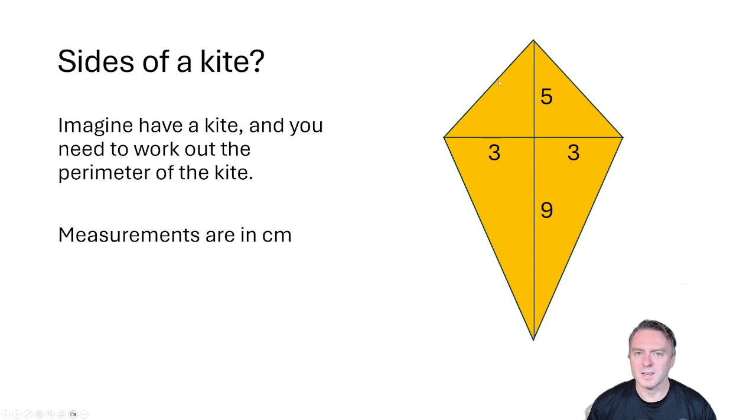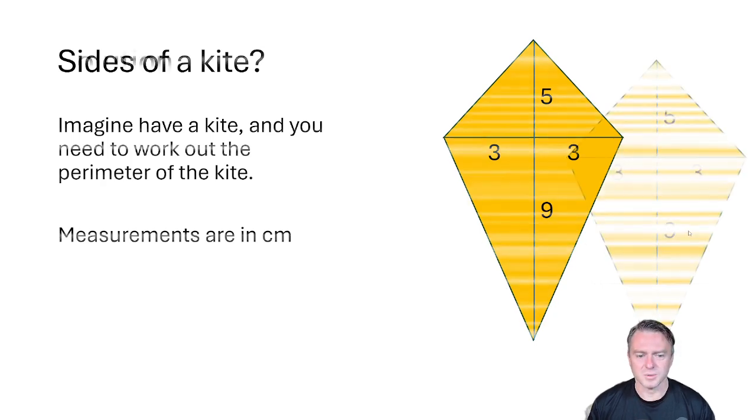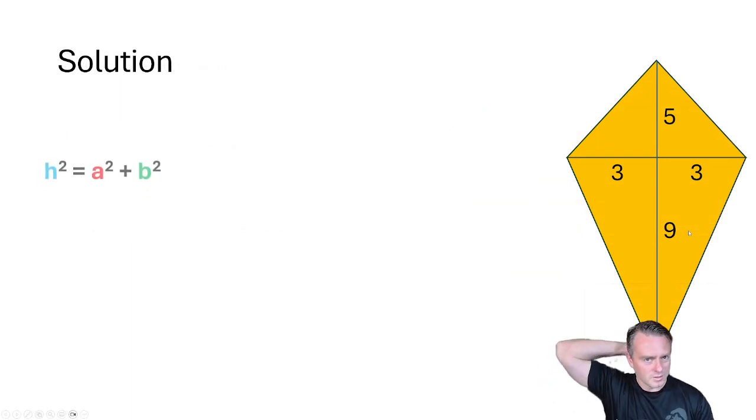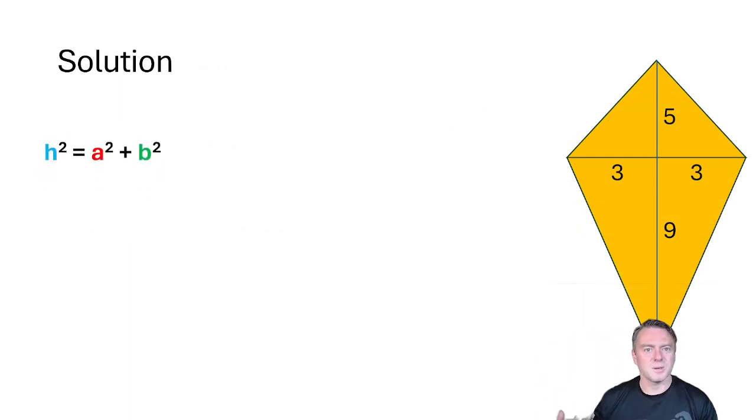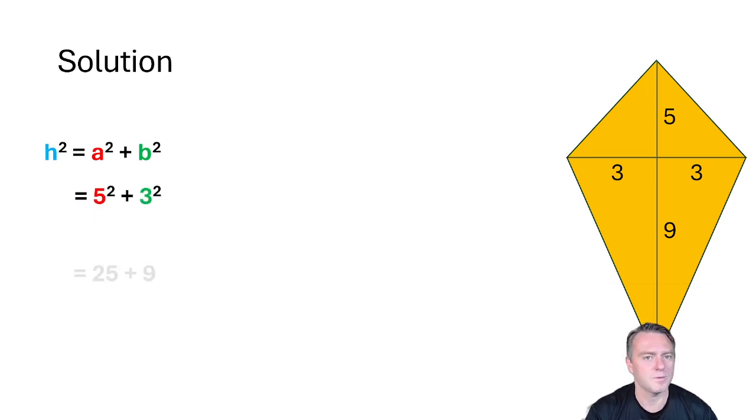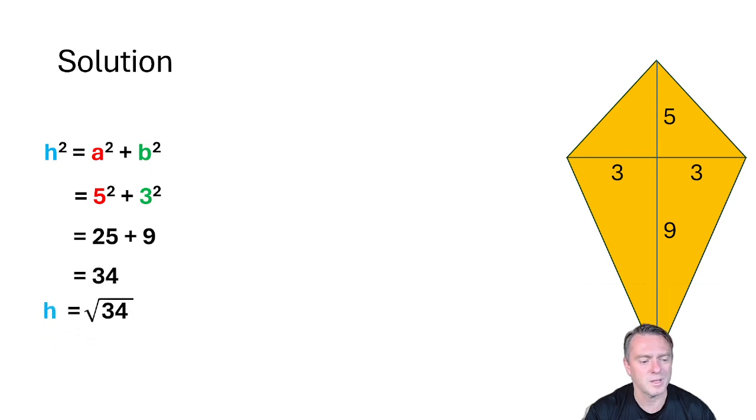To find this side here, we've got the legs of 5 and 3 for this hypotenuse, which is the same as this one. And for this hypotenuse here, we have the legs of 3 and 9. So let's jump on in and see how we go. The solution's first step is to use h squared equals a squared plus b squared because we're finding the hypotenuse. We use the 5 and 3 for triangle 1. That gives us 25 plus 9, which gives us 34. So h is the square root of 34, approximately 5.83.